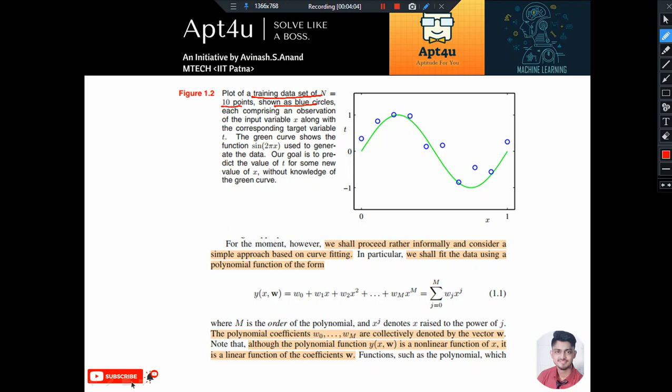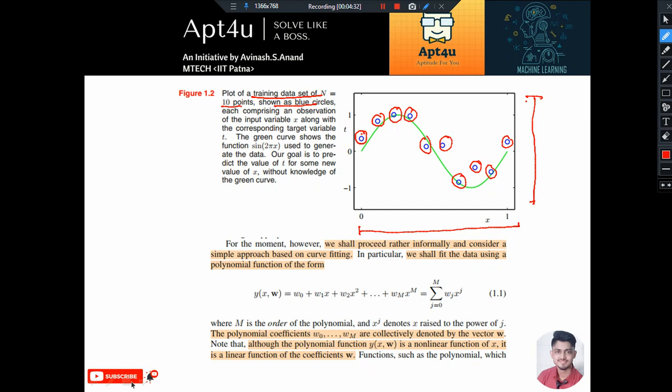To make it very clear, this is a 2D distribution. You can see certain points present in this graph, and these points are randomly generated. There are 10 points: 1, 2, 3, 4, 5, 6, 7, 8, 9 and 10. They are distributed in this 2D space, and these are the axes.